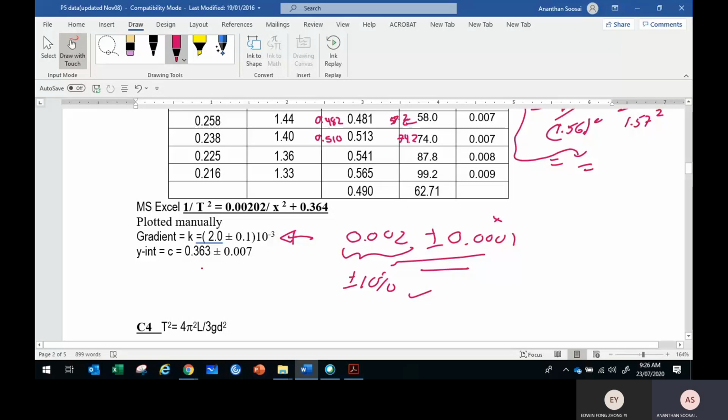So check your error for the y-intercept. Do you get this answer? You get 0.363 plus or minus 0.007. We don't care about the error 0.007, but the value 0.363 plus or minus 10%.